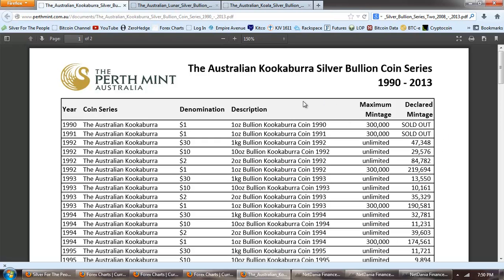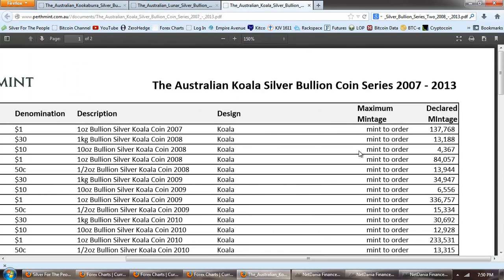So keep that in mind. That's going to be something you're going to consider when you're looking at potential numismatic value. Now the next one I want to look at is the Koala series. This is one of my absolute favorites.